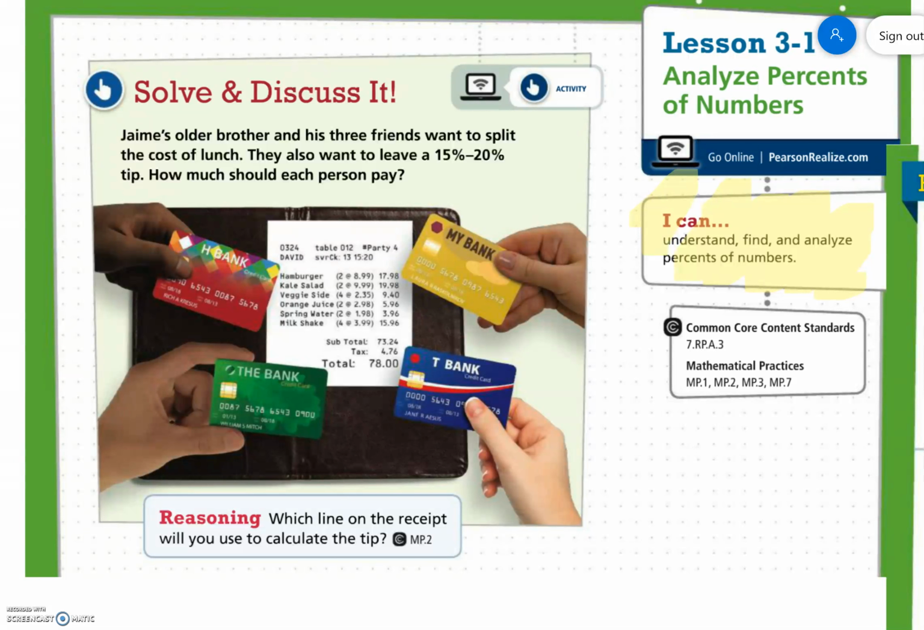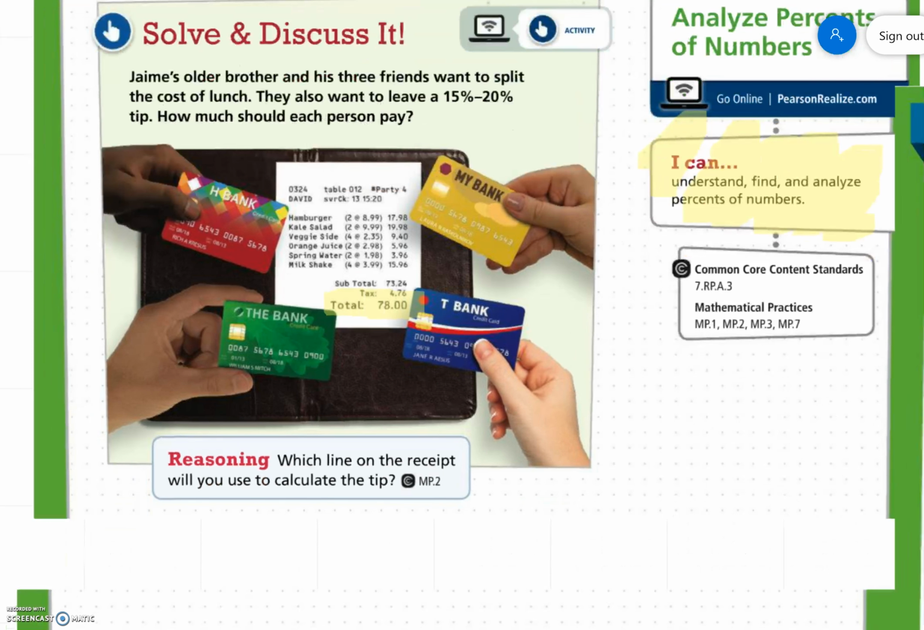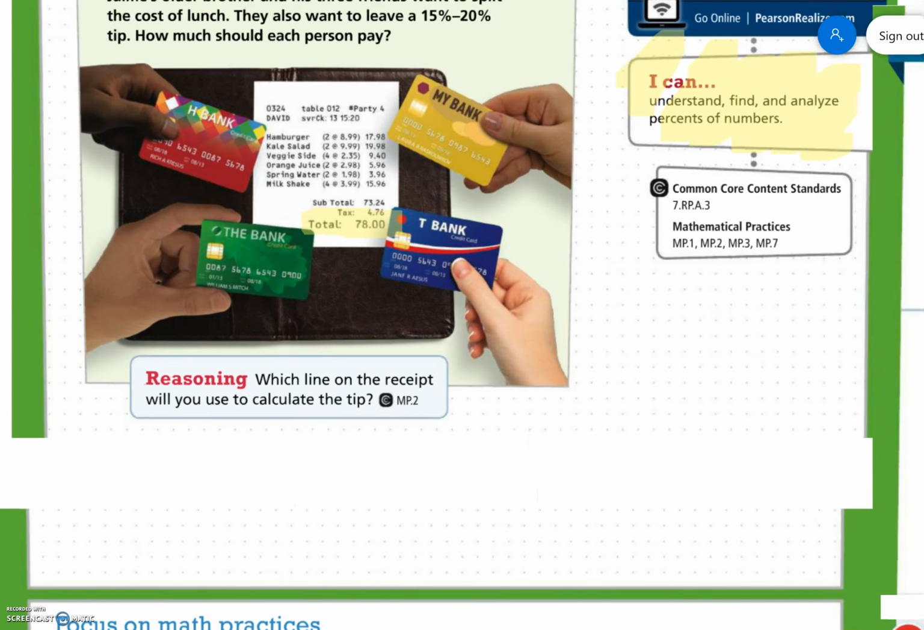Jamie's older brother and his 3 friends want to split the cost of lunch. They also want to leave a 15 to 20% tip. How much should each person pay? Which line in the receipt will you use to calculate the tip? So you should calculate the tip from the total. So I want you guys to pause the video and try and figure this out on your own. We will ask for some participation and press play when you're ready.